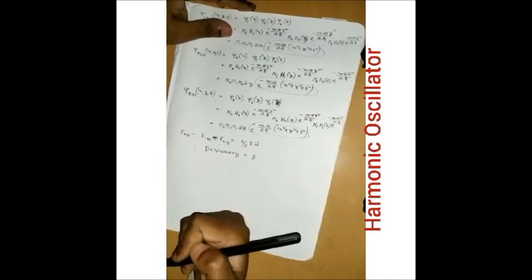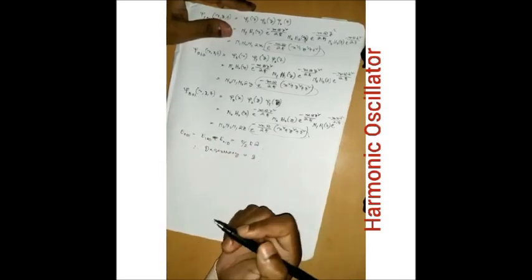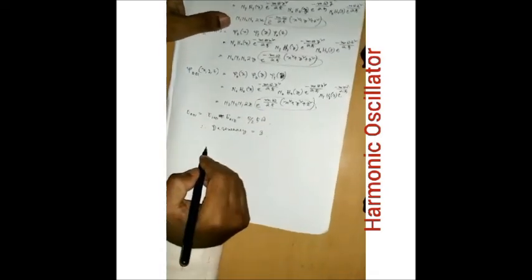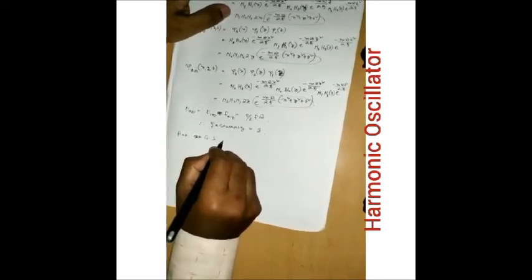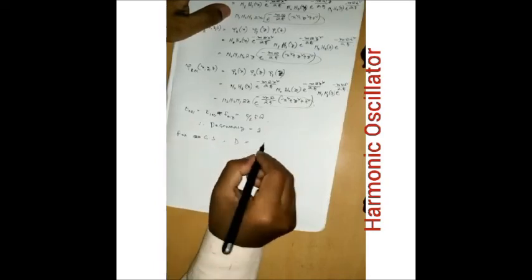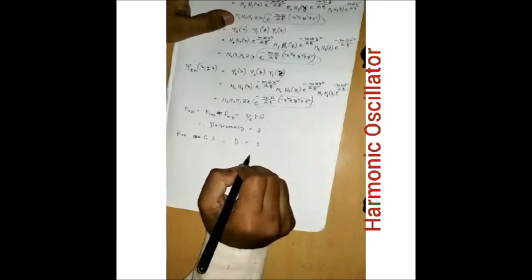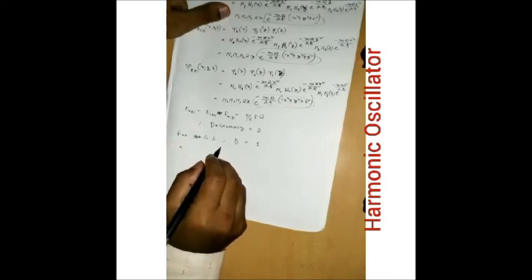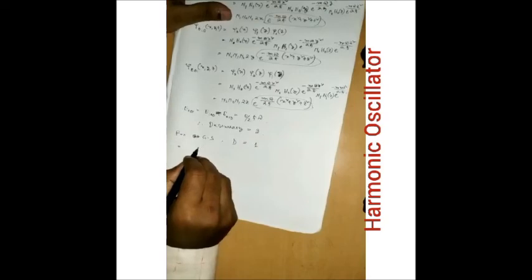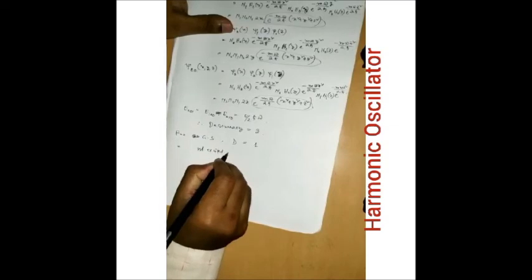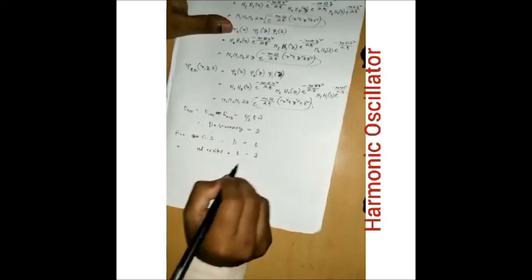Now similarly we can find out the second excited state and fourth excited state, nth excited state. Clear? Now if I compactly write it, for the ground state energy, the degeneracy we got is 1, clear. And for the first excited state, we are getting degeneracy is 3.